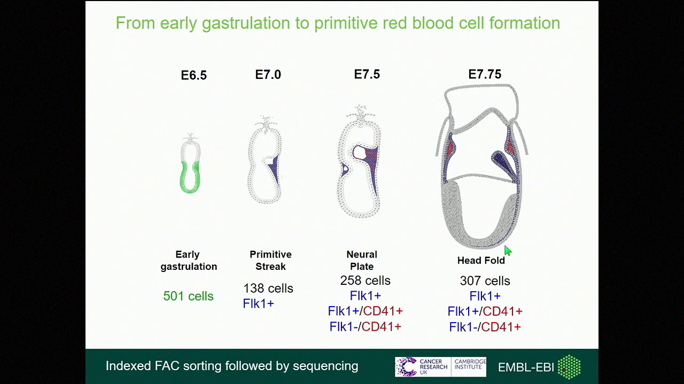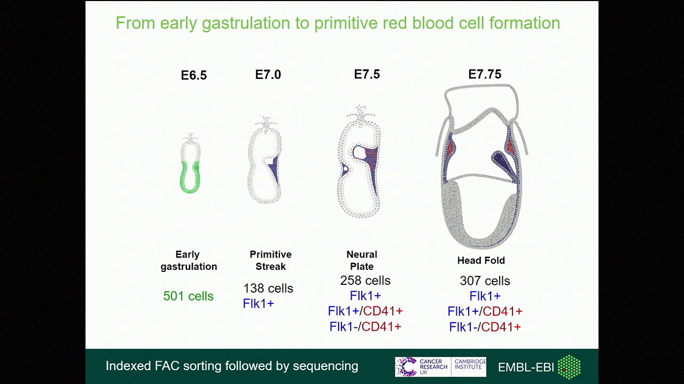And then later on, we also sorted for a combination of FLK1 and CD41, with CD41 being an early blood marker. And so you can see in each of these cartoons, the little schematic illustrates the regions of the embryo from which we think we're sampling cells. After having sampled these cells, we sort them into 96-well plates in this experiment, and then each cell is profiled individually using RNA sequencing, here using the SMART-seq2 protocol in order to assay its expression.